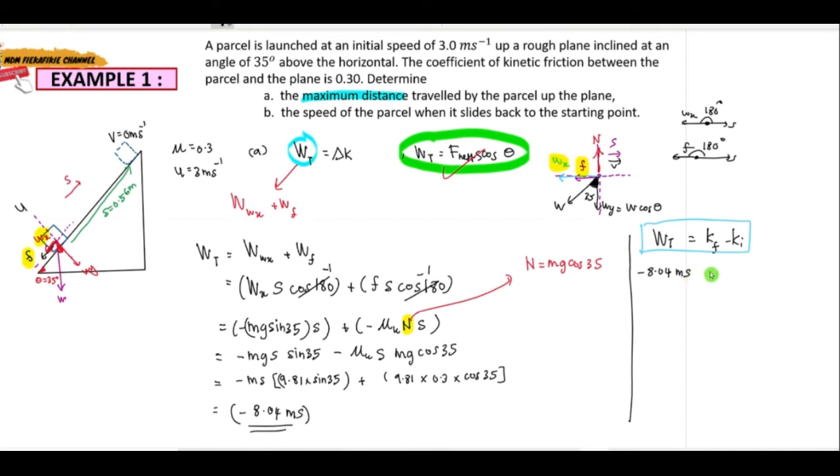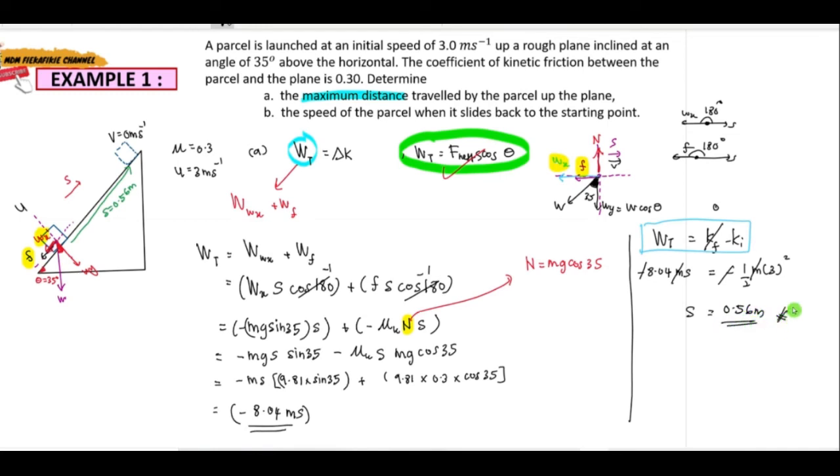So kita boleh equal to... Okay, K final, since V is equal to 0, so K final is equal to 0. Okay, kita boleh kira m, u is 3 squared. So we can cancel m, we can cancel negative. So s is equal to 0.56 meter.